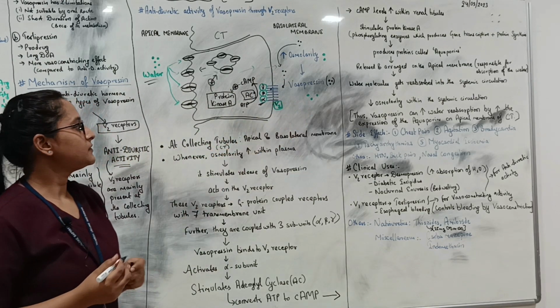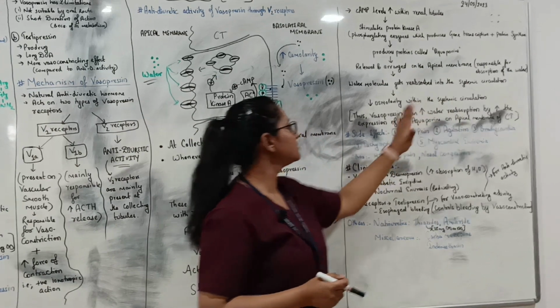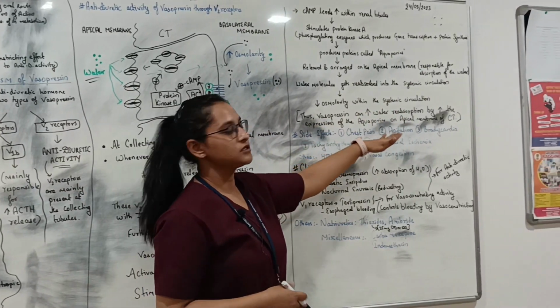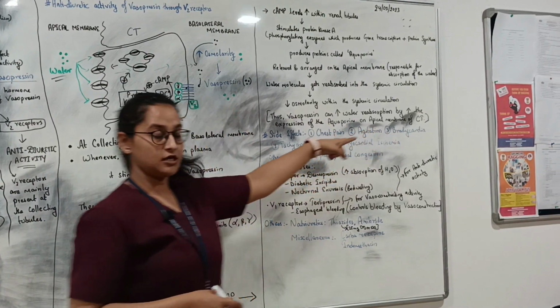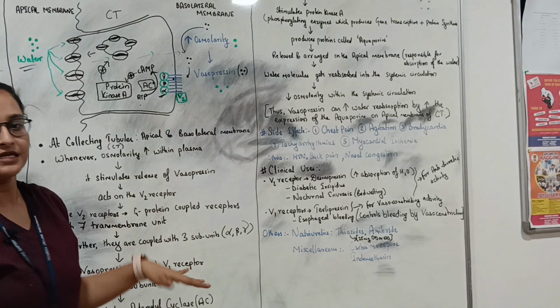Thus, vasopressin can increase the water reabsorption by increasing the expression of the aquaporins on the apical membrane of the collecting tubules. So now, is it clear, or should I explain again?